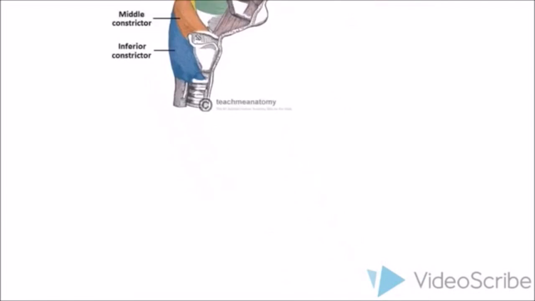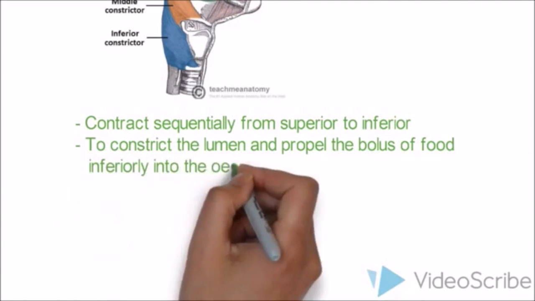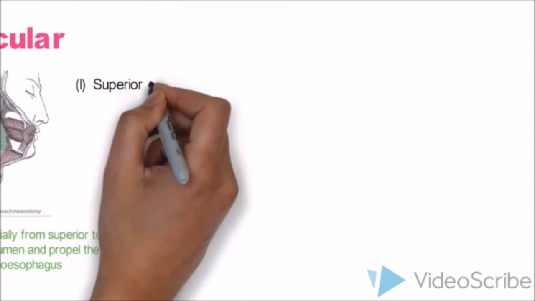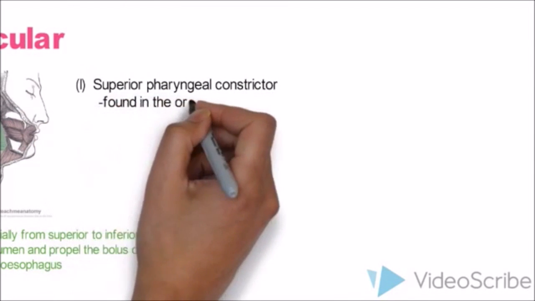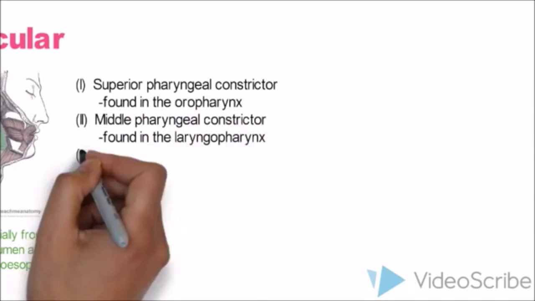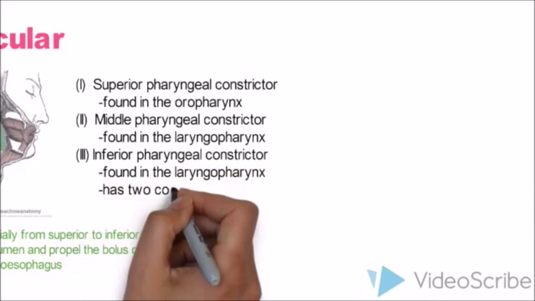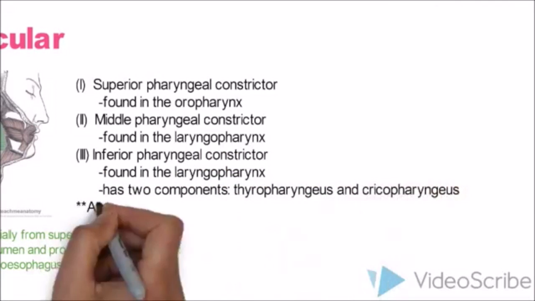Next one is circular muscle. This picture shows the lateral view of the pharynx. The circular muscle contracts sequentially from superior to inferior to constrict the lumen and propel the bolus of food. There are three main parts of circular muscle: the superior pharyngeal constrictor, which is found in the oropharynx, the middle pharyngeal constrictor, which is found in the laryngopharynx, and also the inferior pharyngeal constrictor, which is found in the laryngopharynx and has two components, which are thyropharyngeus and cricopharyngeus, and all are innervated by the vagus nerve.